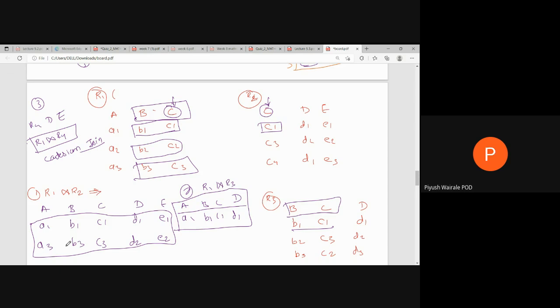Common attribute, I'm talking about. So R4 is my D and E. In that case, it will perform a Cartesian join. Now suppose here, instead of B1, I will make it B2.